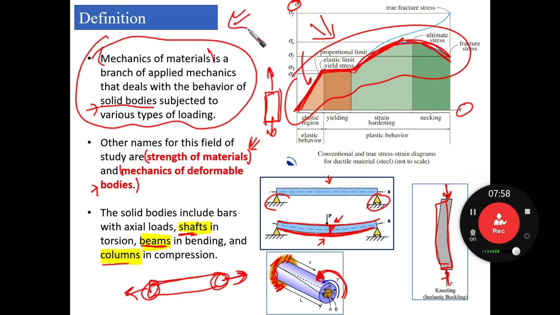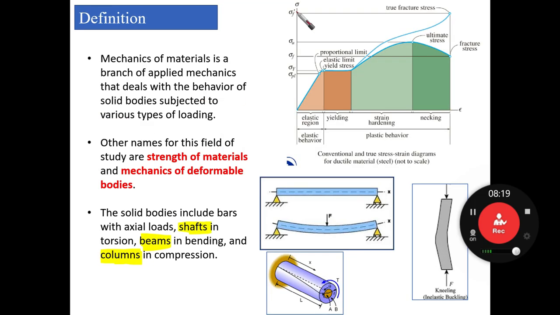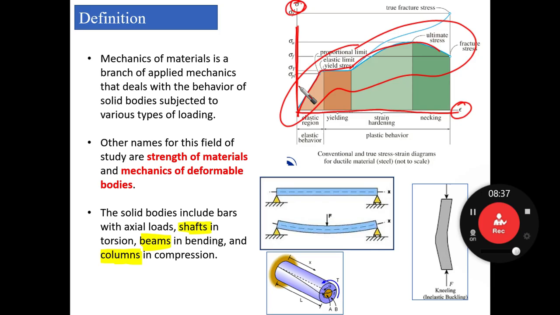Okay, now let's go to the next part, which is related to the objective of mechanics of materials. Before, we understood what the definition is; now what is the objective of it? The principal objective of mechanics of materials is to determine stresses and strains. So let's go back here and see. This is the curve that we are going to have commonly, with stresses on the vertical axis and strains here. And as you can see, this stress-strain curve is the major thing that we want to know. This is the major thing for us.